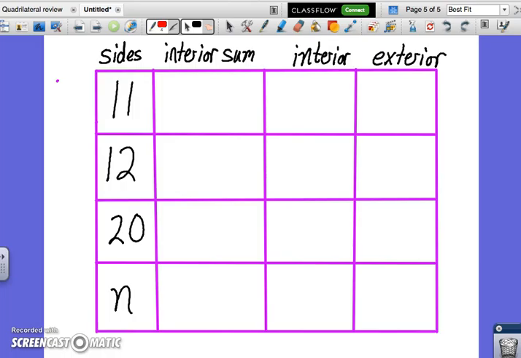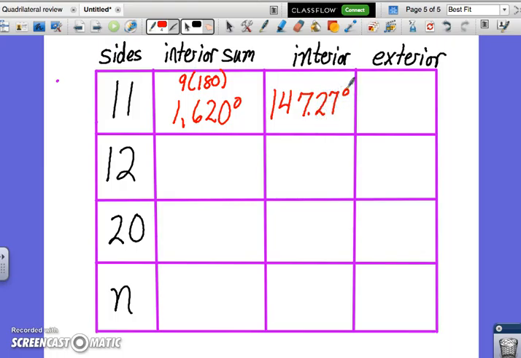When we look at this one, it's going to be 11 minus 2, which is 9. 9 times 180 in this case gives us 1,620 degrees. 1,620 divided by 11, we're going to get 147.27 degrees. Whether we look at that as supplementary to give us the exterior, or we look at 360 divided by 11, we see that we get 32.73 degrees as our exterior angle for this one.